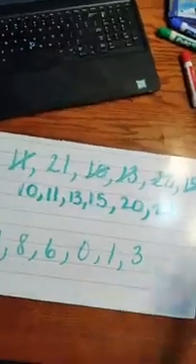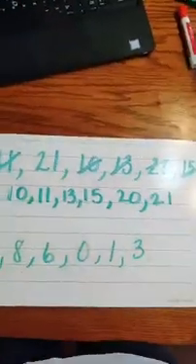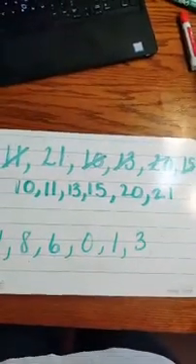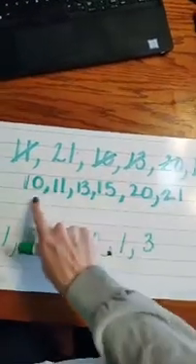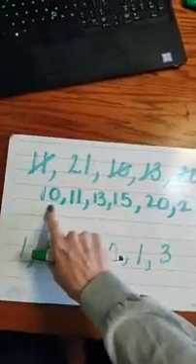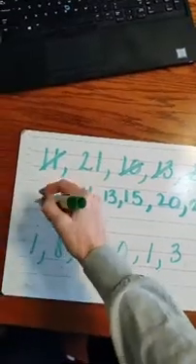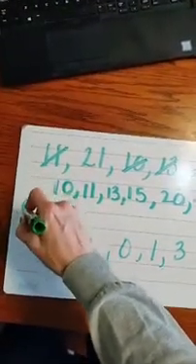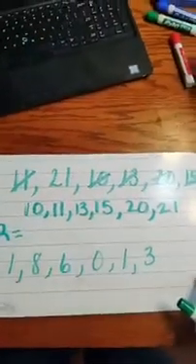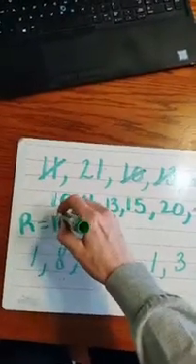Now, before I go marking these off, let's find the range. Let's find the range. So we know the range is the difference from the largest to the smallest. So 21 minus 10 gives me a range of, yes, you got it, 11.